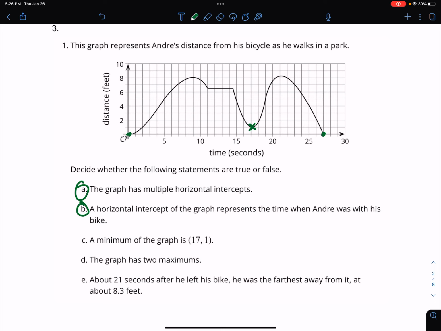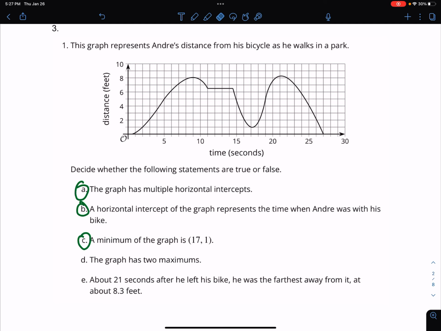So because it says a minimum, if it said the minimum, I wouldn't choose that one. But it says a minimum, so I'm going to go ahead and say that one's true. Make sure I keep that C circled. D, the graph has two maximums.